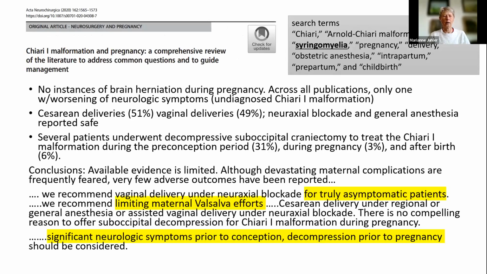This paper in Acta, a recent paper, presents the neurosurgical view of the scenario, and they state that there were no instances of brain herniation during surgery during pregnancy in patients with Chiari conditions. They did an additional literature review where they found that across all the publications, there was only one case of worsening of neurological symptoms in a patient with a prior undiagnosed Chiari-1 malformation. They also found that cesarean deliveries and vaginal deliveries were about 50-50, including those with a neuraxial blockade.